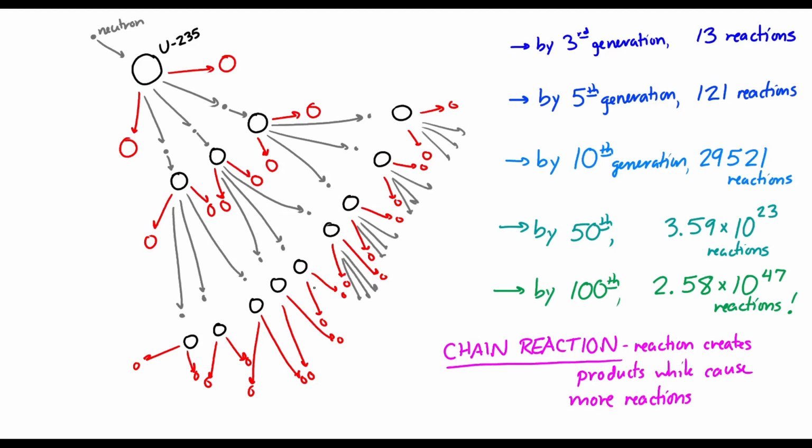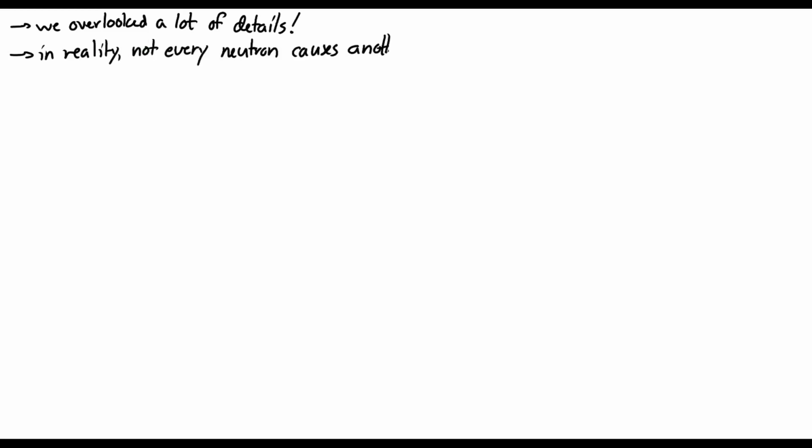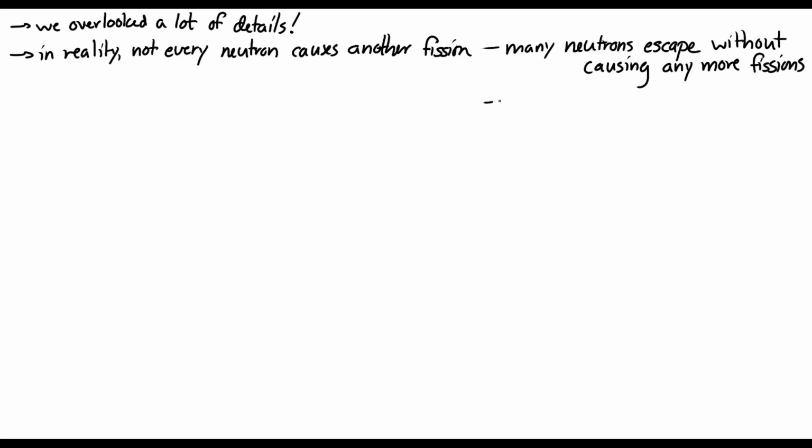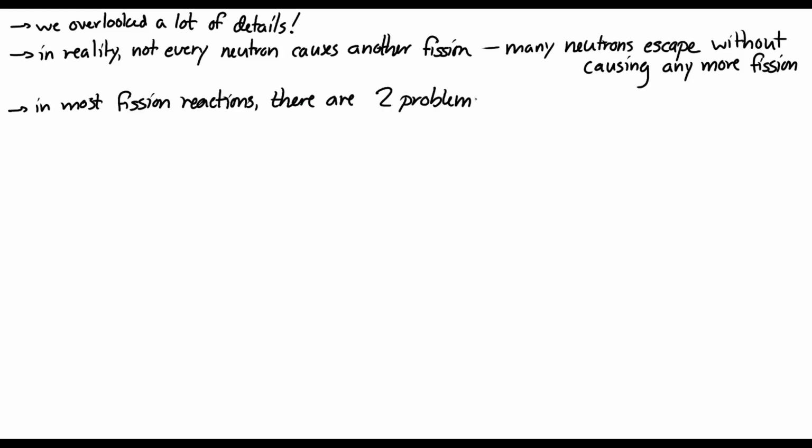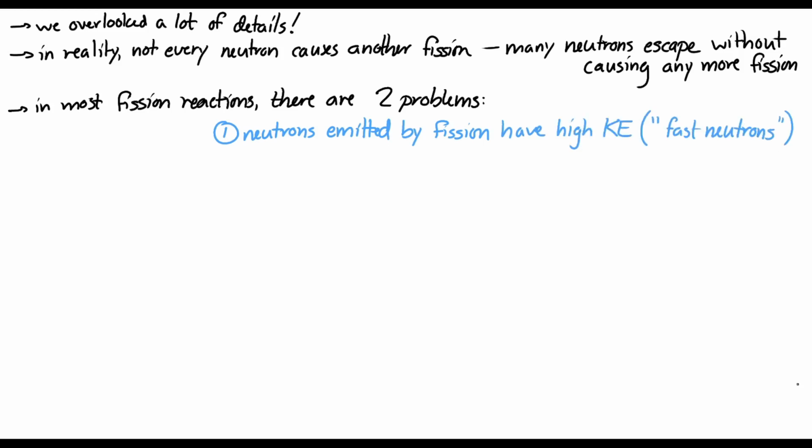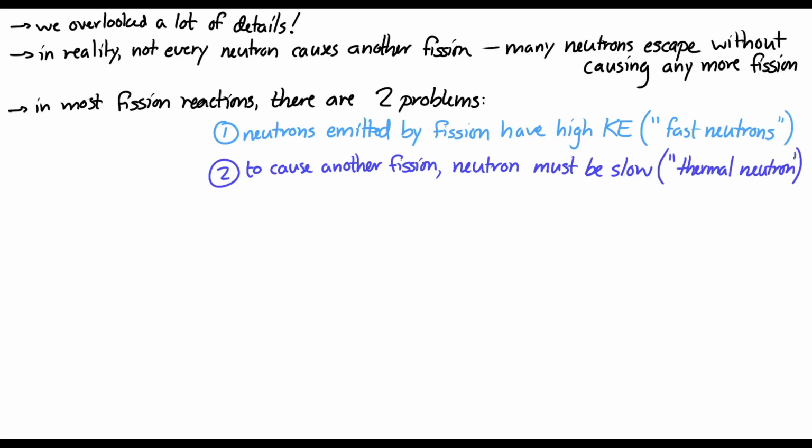Now this view of fission has overlooked a lot of details. In reality, not every neutron causes another fission. Many of the neutrons that are emitted in a fission reaction escape without causing another fission. Also, in most fission reactions, there are 2 related problems. Number 1, the neutrons which are emitted by fission reactions have high kinetic energy. They are fast neutrons. Number 2, to cause another fission, the neutron must be slow, or a so-called thermal neutron.